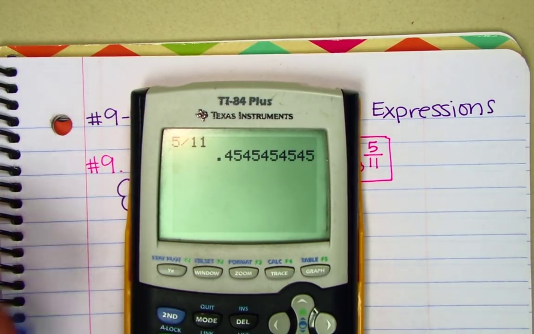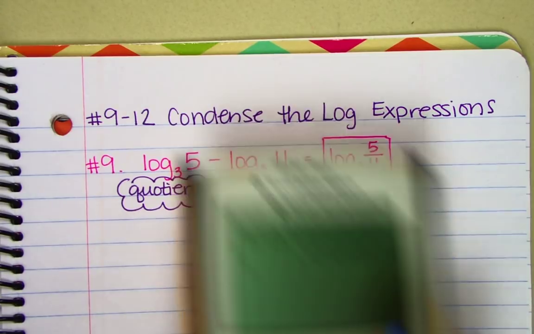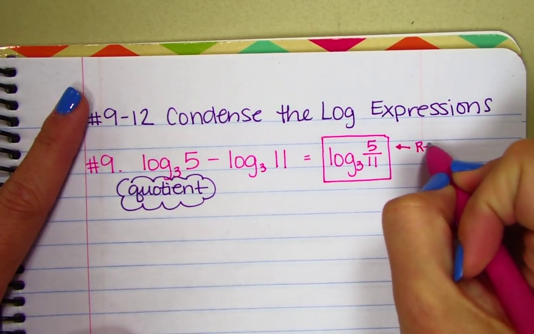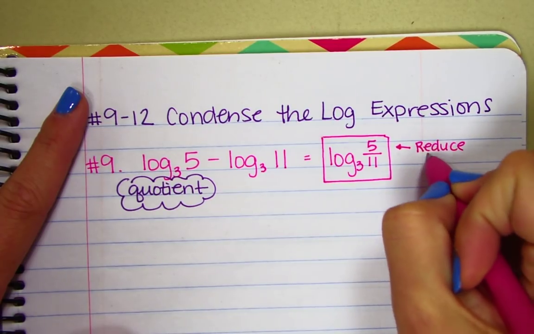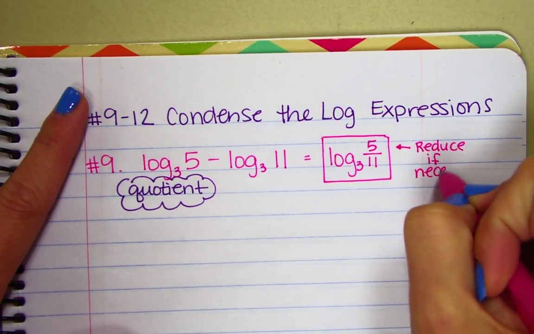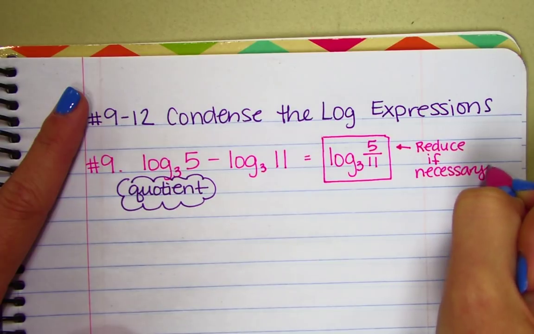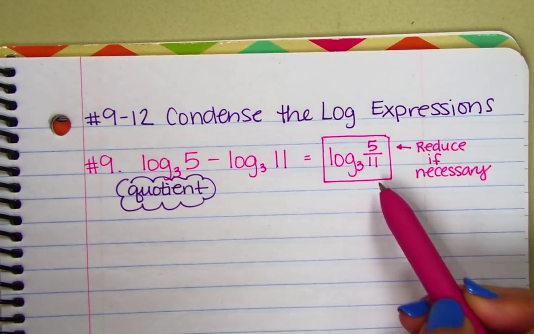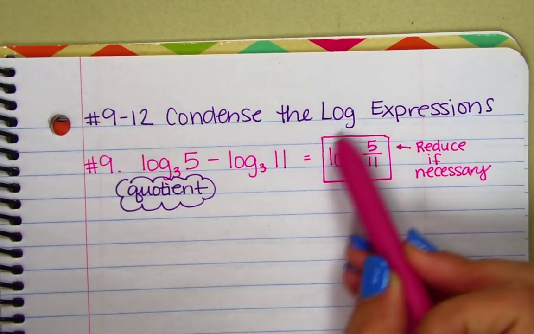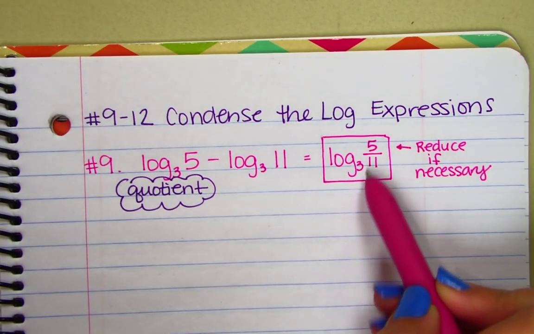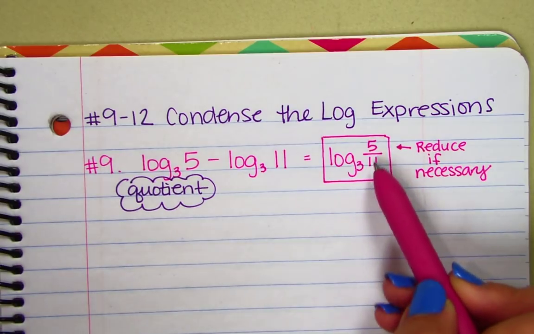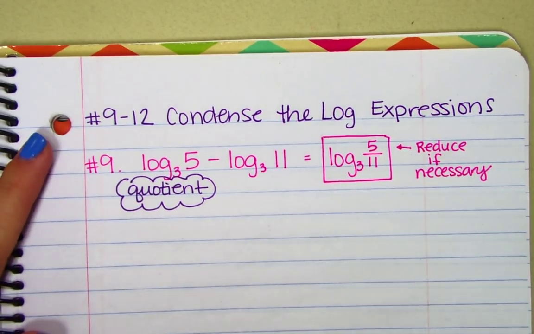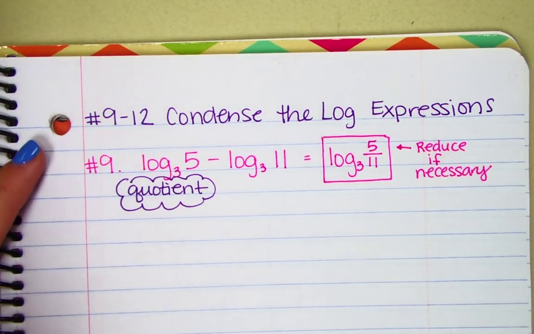doesn't make a nice round number, right? If it does, you can reduce. So I'm going to say reduce if necessary. Meaning, what if I got, I don't know, 10 divided by 5? Well, my answer wouldn't be log base 3 of 10 over 5. I would reduce that. 10 over 5 is 2. So I would change it into a whole number if it can be a whole number. Just so you know.